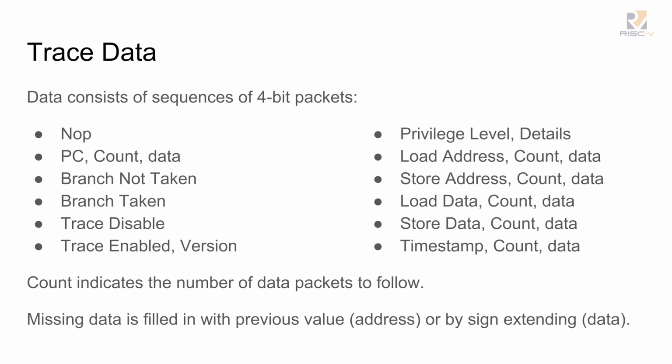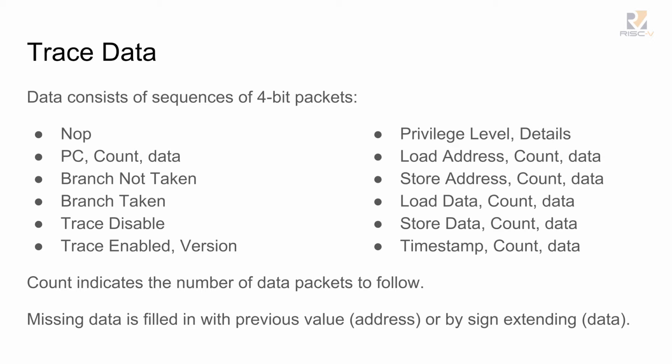Most jumps are not that far, so you can transmit the value with less than full data. So you could say if your count is 3, then it's followed by 12 bits of data. And the thing that's interpreting the trace data can then know, oh, I got these 12 bits of PC updated, and I'll take the top 20 bits of the last PC that I had to make a full 32-bit PC. There's branch not taken and branch taken packets.